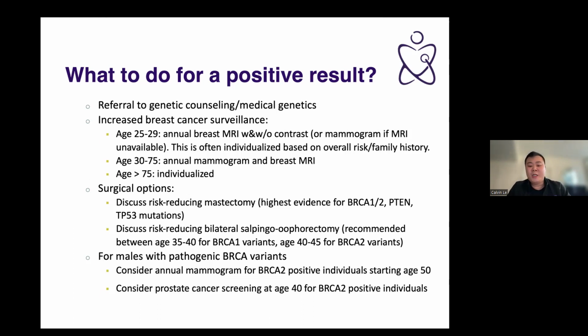Additionally, we tend to screen males in these families as well because there is increased cancer risk in men who test positive, especially for BRCA2. Lifetime risk of prostate cancer in these folks is about 25 to 60% based on age. These individuals have about 10% lifetime risk of breast cancer. So there are recommendations for annual screening mammograms, as well as prostate cancer screening starting at age 50 and 40, respectively. So that's a brief overview of hereditary breast cancer syndromes.